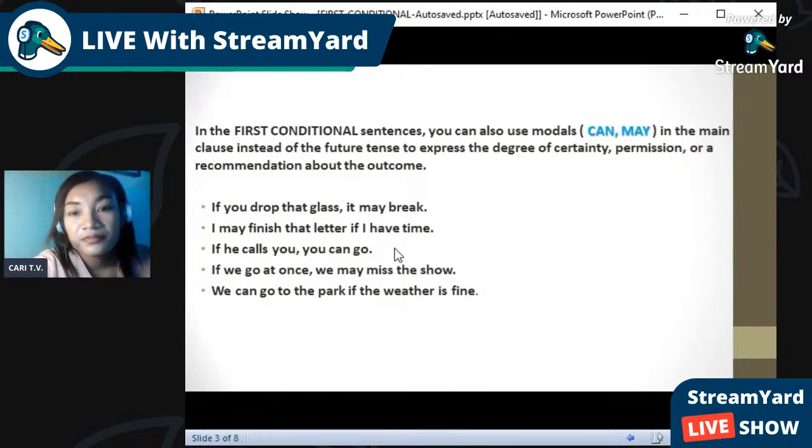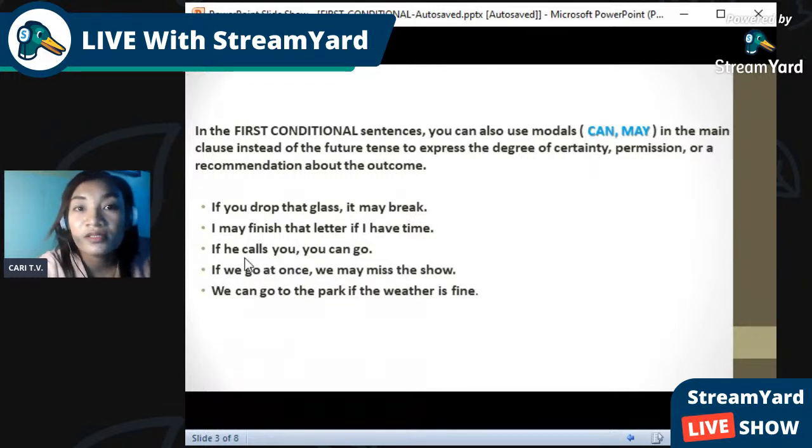It can also be can and may in the result. I may finish that letter if I have time. If he calls you, you can go. Let's have the third bullet. We have the conjunction if and then he is your subject, because he is only one, in the present tense we have the S form of call.